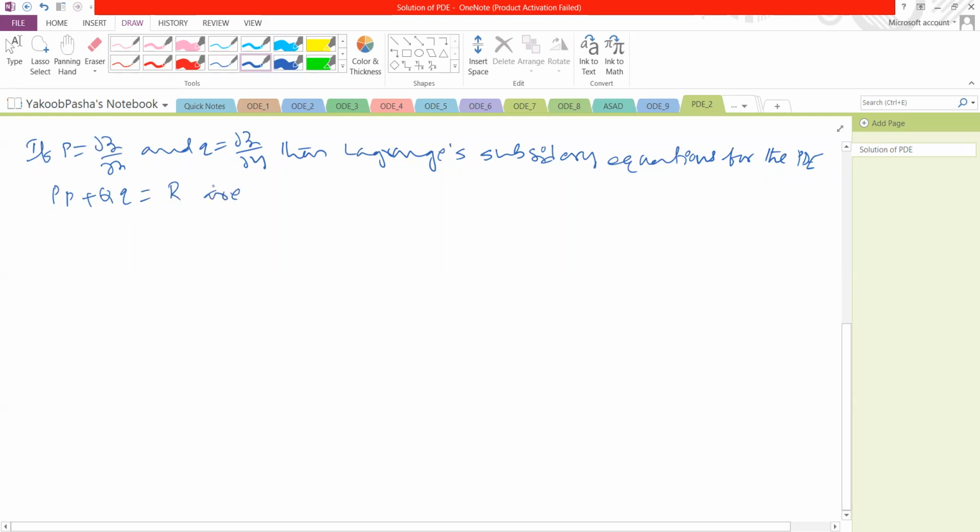Now we have different options. Now what are the subsidiary or auxiliary equations for this differential equation? dx by P is equal to dy by Q is equal to dz by R. These are the subsidiary or auxiliary equations of the equation Pp plus Qq is equal to R.